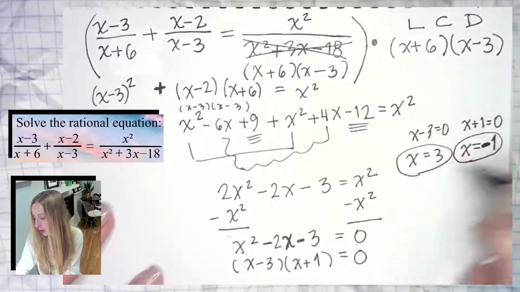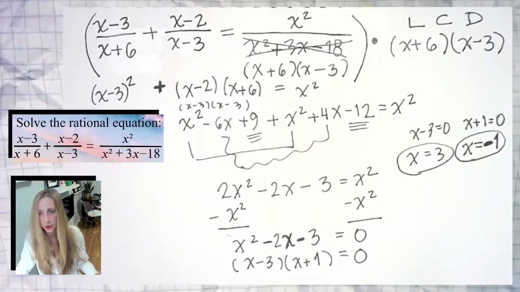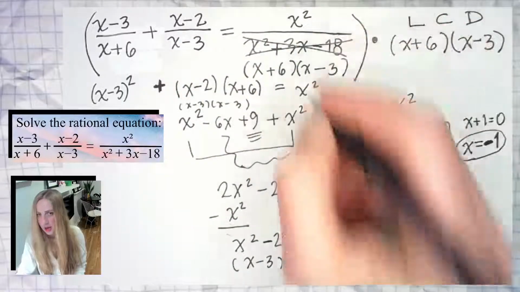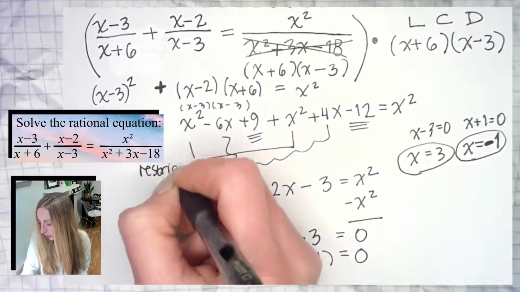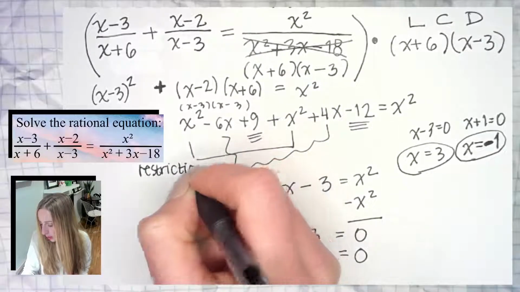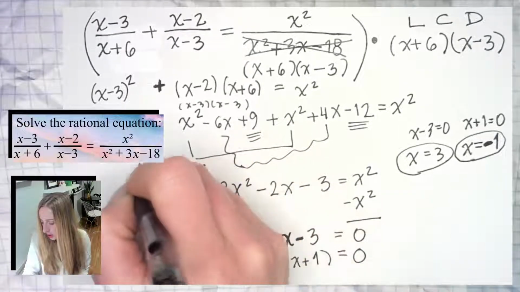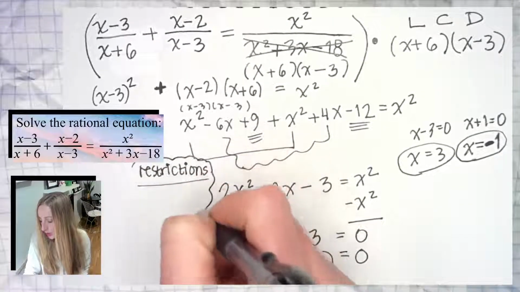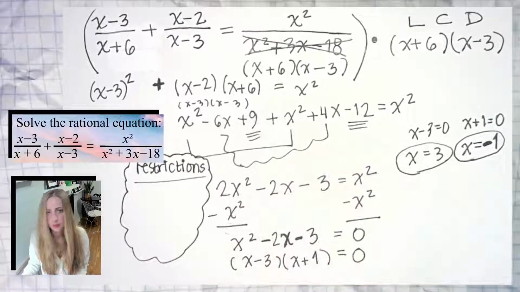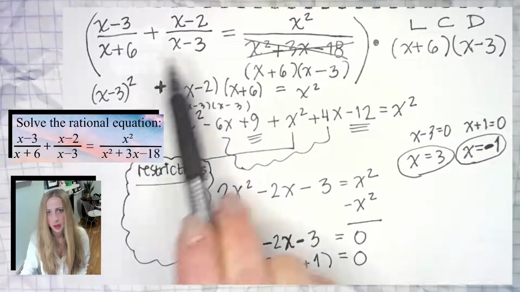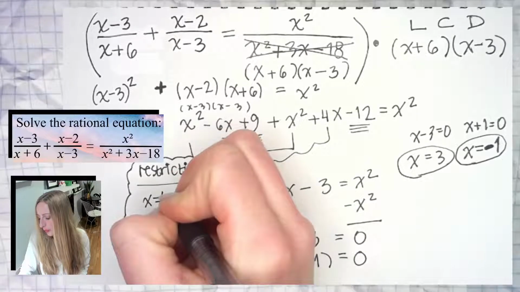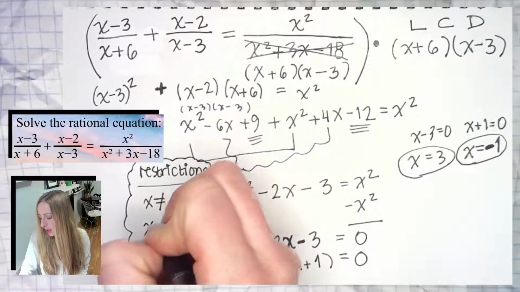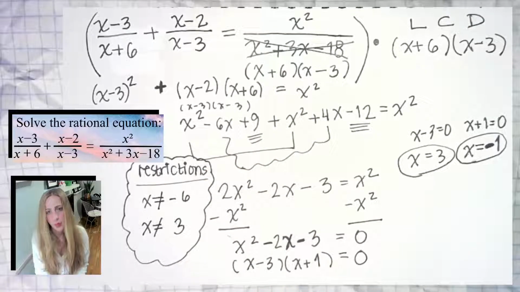So these are the two answers we get if we turn this into a polynomial and go ahead and solve that polynomial. However, we need to look at our original problem and state our restrictions, right? So we should have done that first of all, but you know me, I always want to dive right into the problem. So what are the restrictions related to the original problem? If we look back up here, x cannot equal -6. x cannot equal 3.